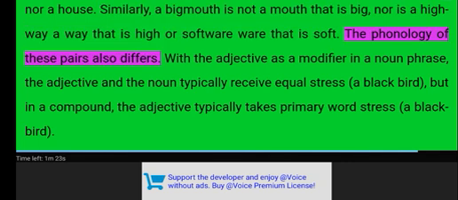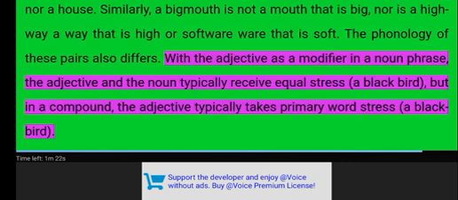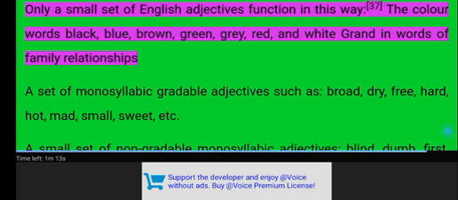The phonology of these pairs also differs. With the adjective as a modifier in a noun phrase, the adjective and the noun typically receive equal stress, a black bird, but in a compound, the adjective typically takes primary word stress, a blackbird. Only a small set of English adjectives function in this way.